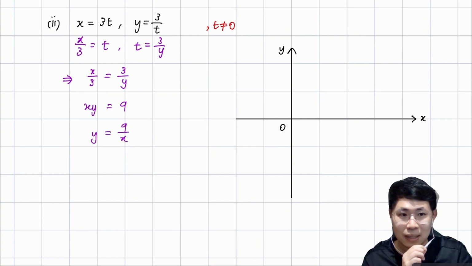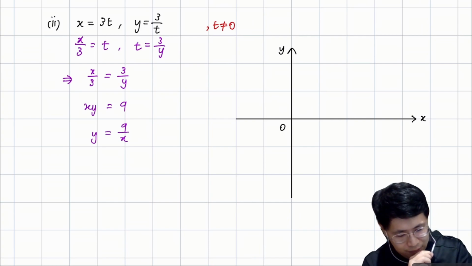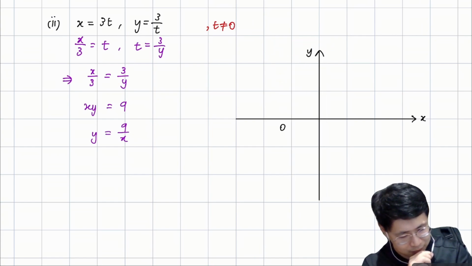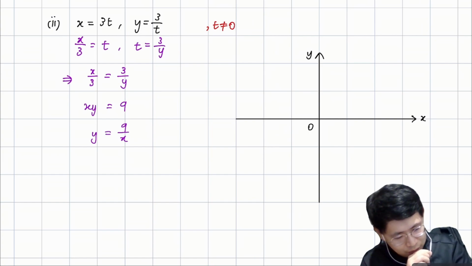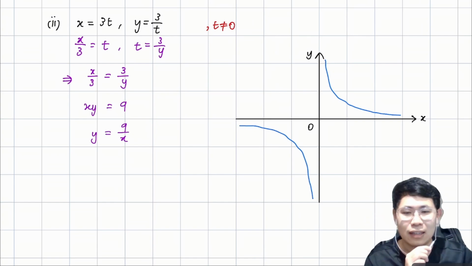So this tells me that it's a rectangular hyperbola. It's like what we did in E math. So the graph is very simple. Okay, the graph would be something like this. Very easy one. The graph would be like this. Yeah, there are no intercepts.